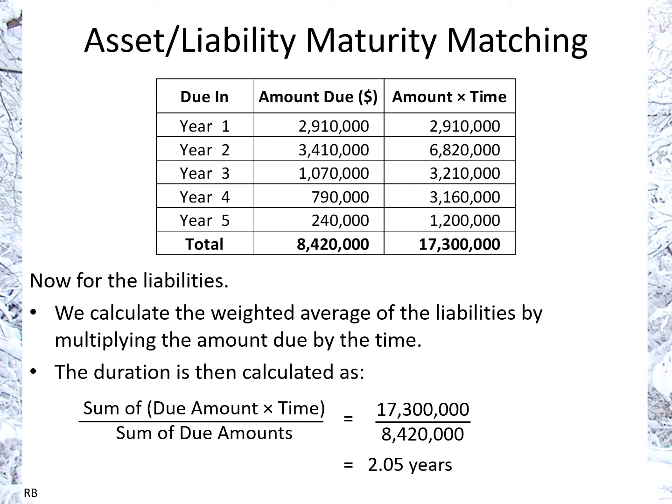What that essentially means is if we take the overall 8.42 million, and we multiply it by the average duration of 2.05 years, that gives us our amount times time, the 17.3 million.